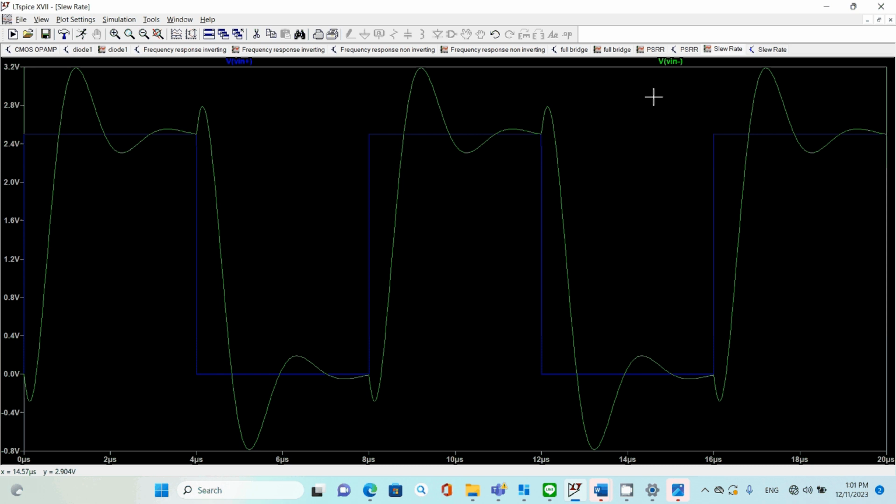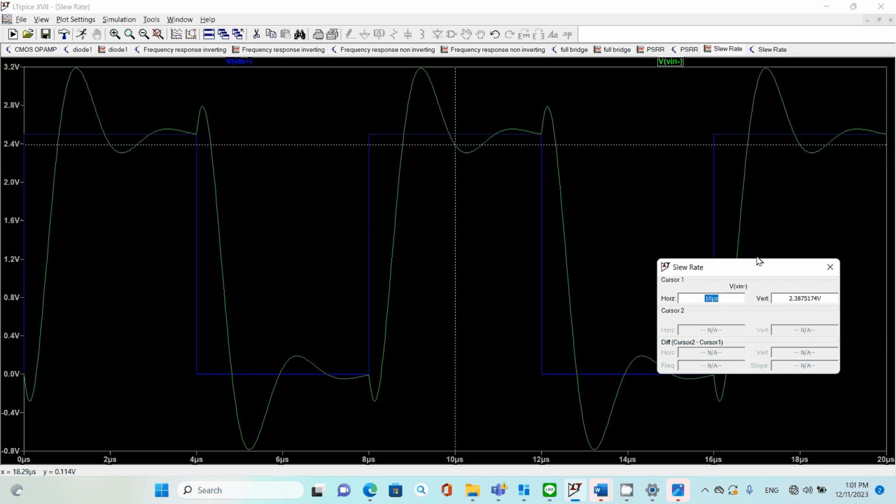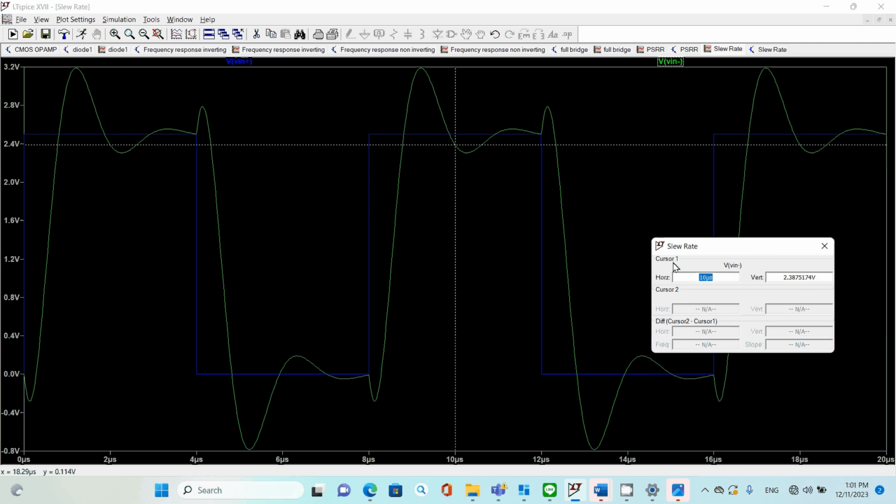I can pick up the cursor and just put it right here. Now only your cursor 1 is active. If you want to activate cursor 2, you just double click on V in again. Now your cursor 2 is active. You want to find delta T, and delta V is simply the 2.5 rise from 0.